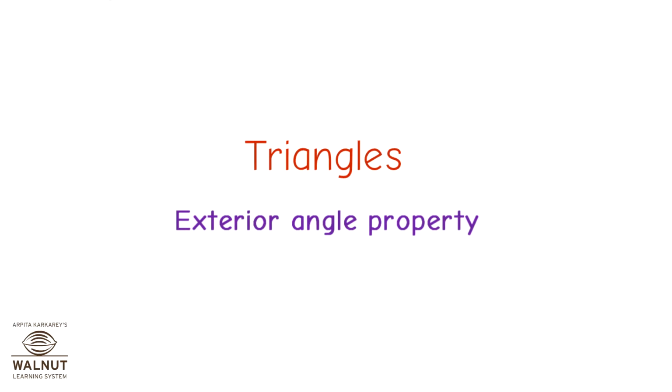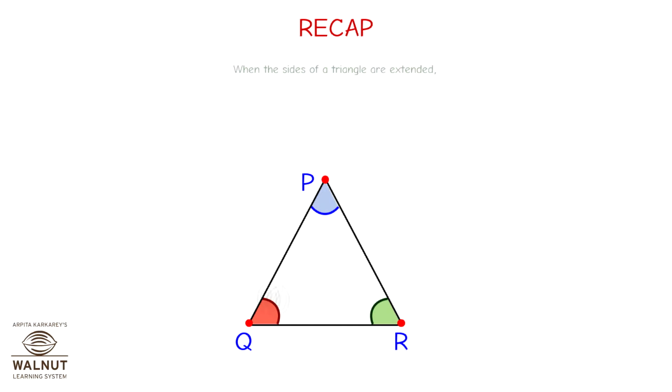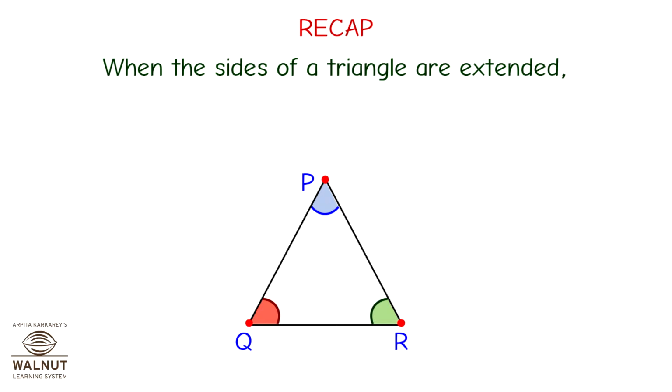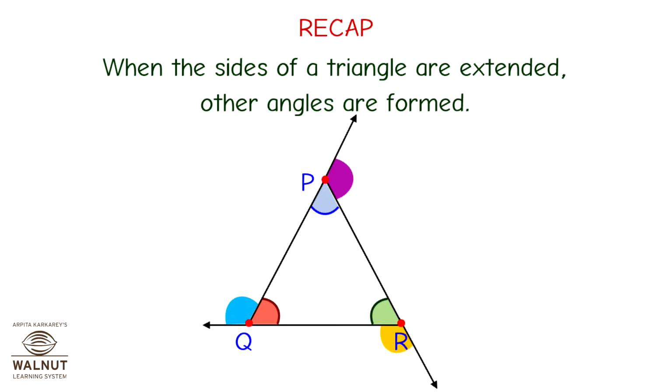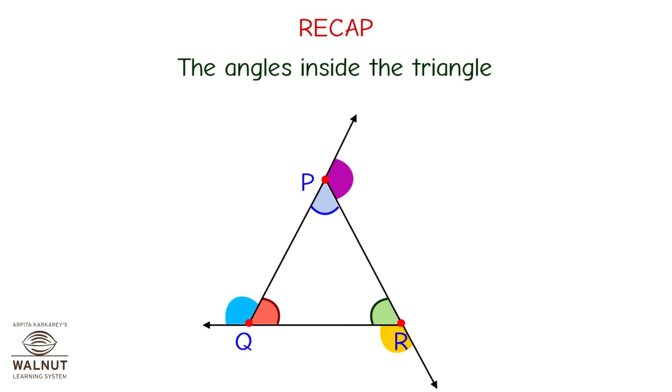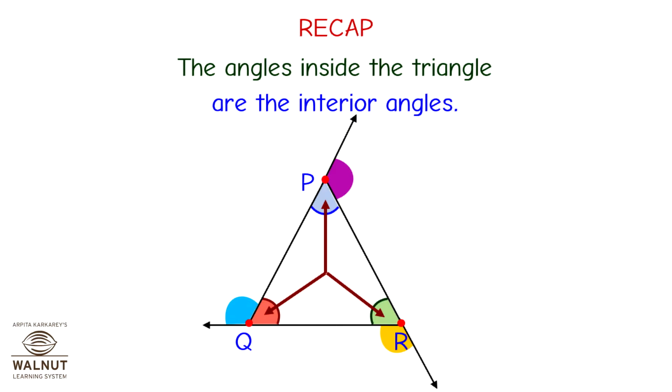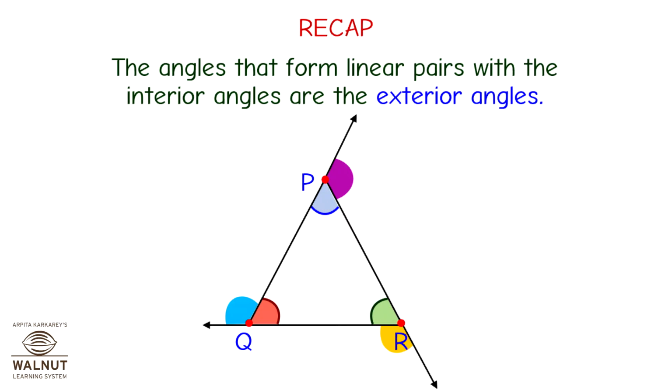Triangles, exterior angle property. Recap. When the sides of a triangle are extended, other angles are formed. The angles inside the triangle are the interior angles. The angles that form linear pairs with the interior angles are the exterior angles.